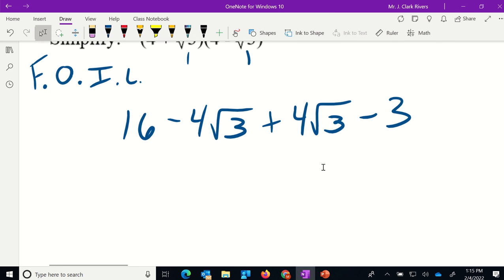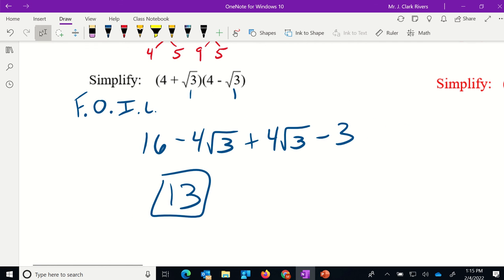Okay. Marshall, what can we combine here? Well, you can combine the 16 and the 3. All right, what's 16 minus 3? 13. Anything else we can combine? And the negative 4 root 3 plus 4 root 3 is equal to 0. Yep, so we're just left with 13, right? 13 is our answer there. Questions?